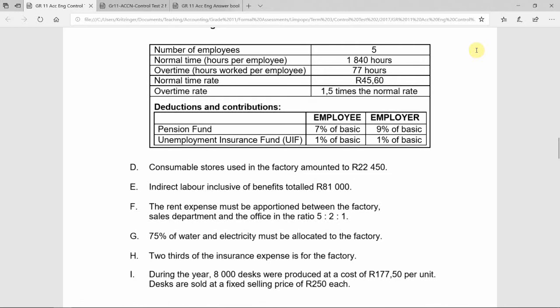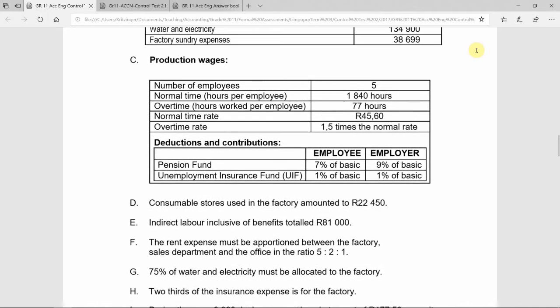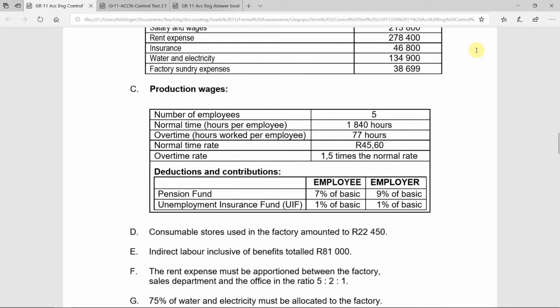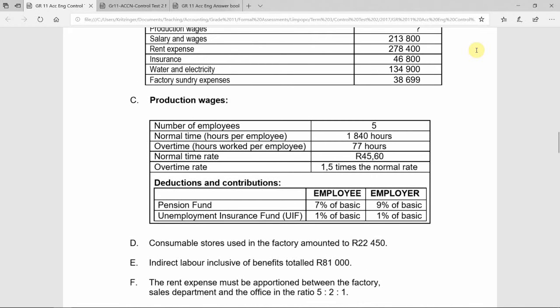If the rent expense must be apportioned between the factory, sales department and the office in the ratio 5:2:1. So factory is 5, sales department 2, and the office 1. Let's just go to our information to see what the rent expense is. It's in fact 278,400. So if we look at the ratio, if we add up the components, it's 5 plus 2 is 7 plus 1 is 8. So 5 out of the 8 parts needs to be allocated to the factory. So we need to calculate therefore 5/8.